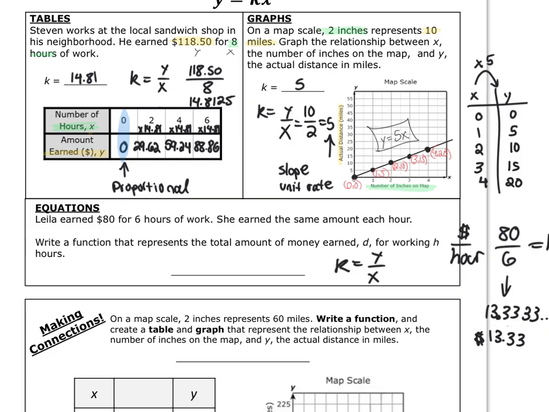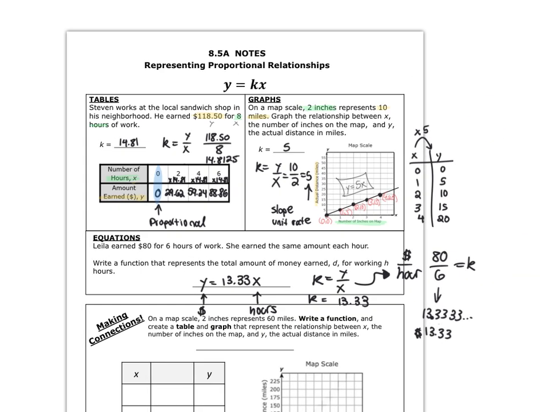So I used this equation, K equals Y over X, to find what K is. It's equal to $13.33. And that is my slope. So I can write Y equals $13.33 times X. In other words, the amount of money I earn is equal to $13.33 multiplied by the number of hours that I work, or in this case, the number of hours that Layla works. Excellent.